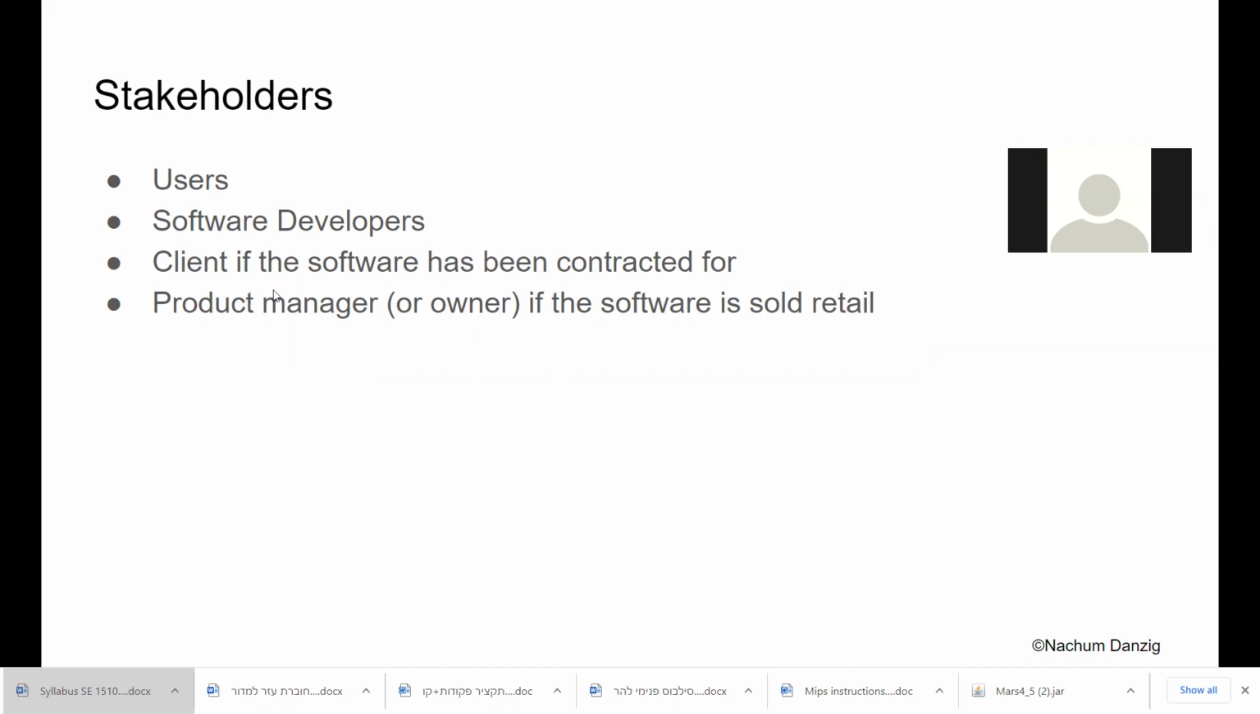Aren't shareholders also technically stakeholders? Shareholders of the company, of the software company? Yeah, you could also say that. Yes.